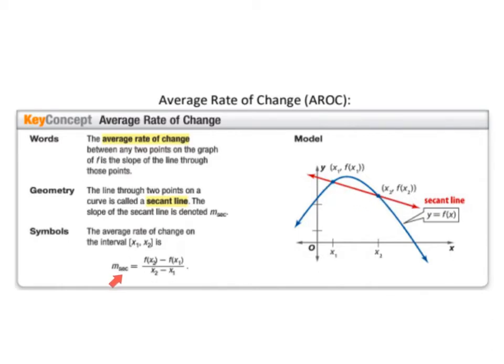So here's your formal definition. If you're asked for the average rate of change on a given interval of your domain between x1 and x2, you're plugging those values into the function. You're finding the difference in those y values over the difference in those x values. So it's really just the slope of a line that you learned back in Algebra 1.